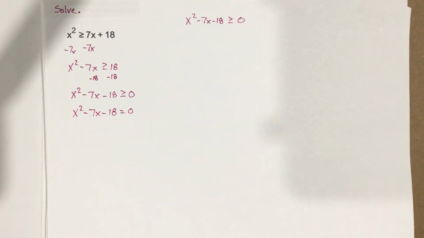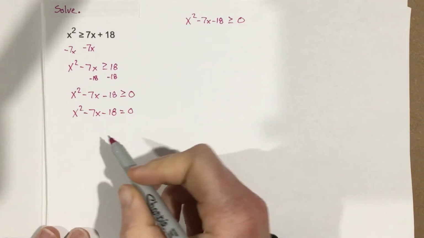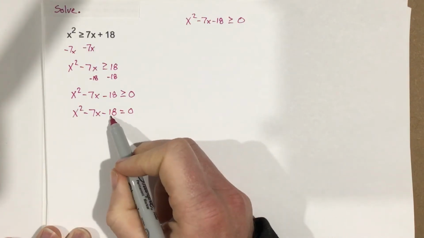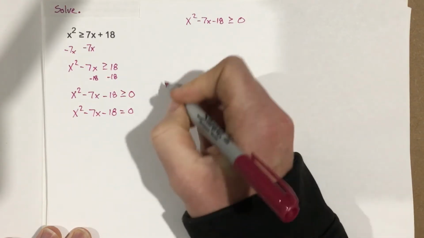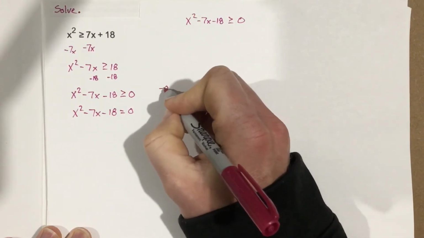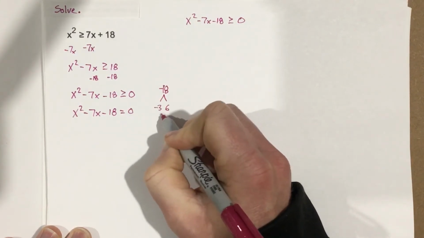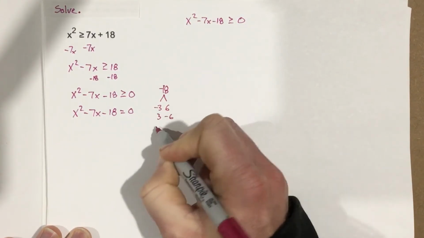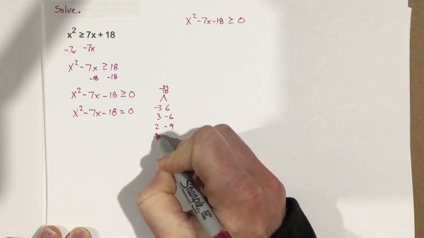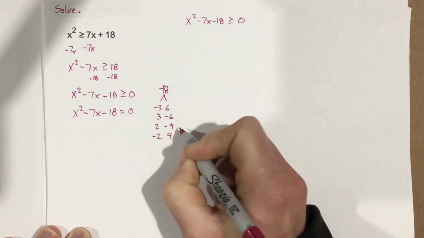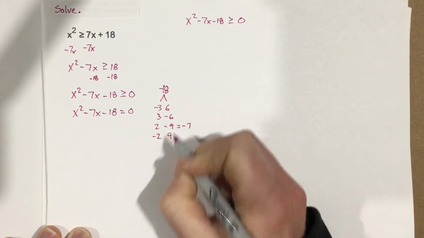So once I make it an equation, I'm going to use either factoring or completing the square or the quadratic formula to solve. Let's see if it's factorable. The factors of negative 18: I can have negative 3 and 6, 3 and negative 6, 2 and negative 9, negative 2 and 9, and I need them to add to negative 7. That looks like the 2 and negative 9 work.